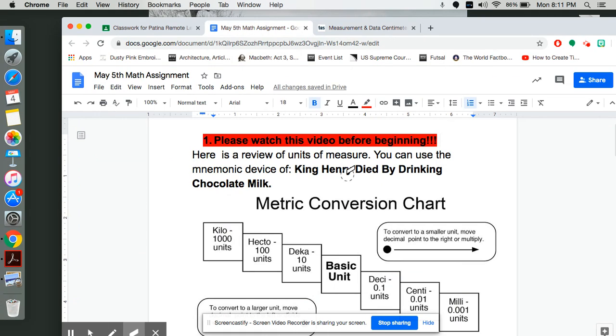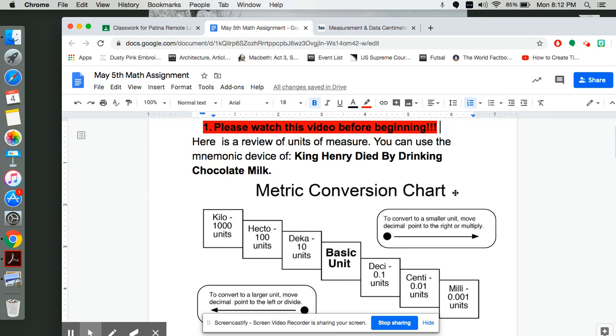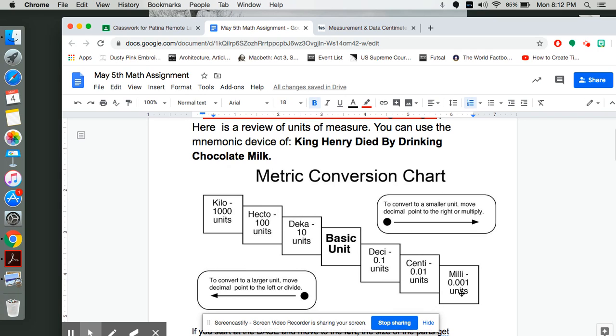All right. So going back, a quick way to remember the different types of measurements and how they go from big to small is King Henry died by drinking chocolate milk. So anything with a kilo in front of it, our kilometer, our kilogram, our kiloliter is going to be the biggest unit. And the M is going to be milli, the smallest. As you notice on this chart, and I like this chart, if you want to go to a smaller unit, you're going to move the decimal to the right or multiply.